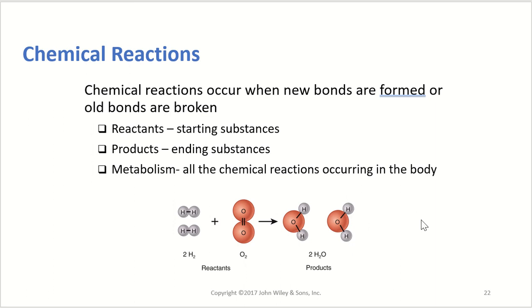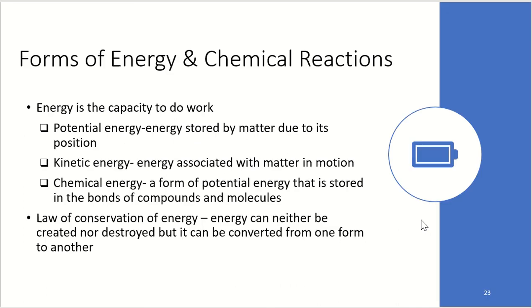And then metabolism, we've kind of mentioned this in chapter 1. This is just basically all of the various chemical reactions that are occurring in the body. So all of the breaking down and building up of all of these chemical reactions, these chemical bonds, are all going to contribute to the overall body's metabolism. So there are several different types or forms of energy with regards to this chemical reaction. So energy is simply, plain and simple, the capacity to do work.